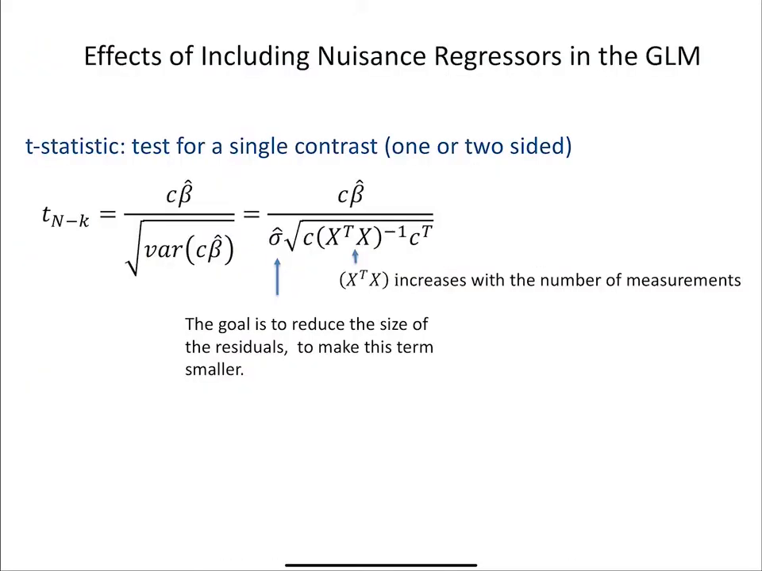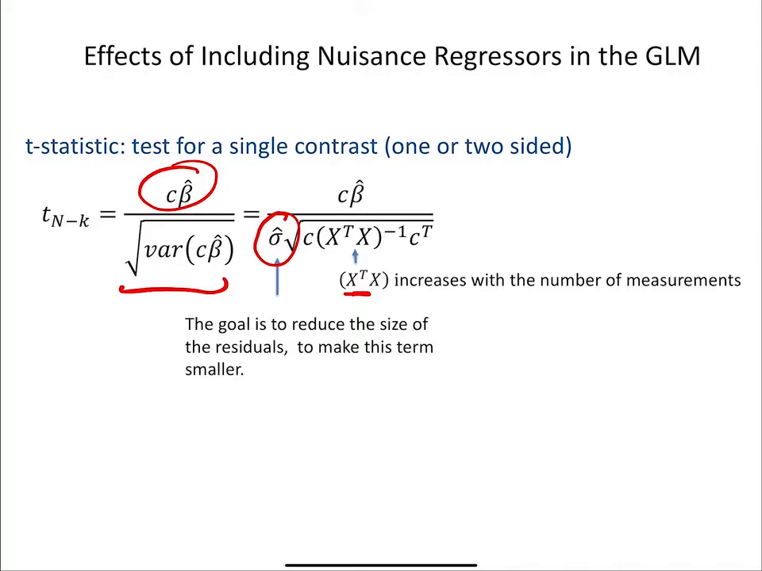Okay, so let's talk a little bit about the effects, what happens when you include nuisance regressors in your GLM. So remember, a t-statistic has this form. It's your parameter estimate, C beta hat, divided by a standard deviation. And then it had this form here, and what we really care about for now is this term here, the sigma hat, because the regression isn't going to affect the design term, because that's determined by your design.